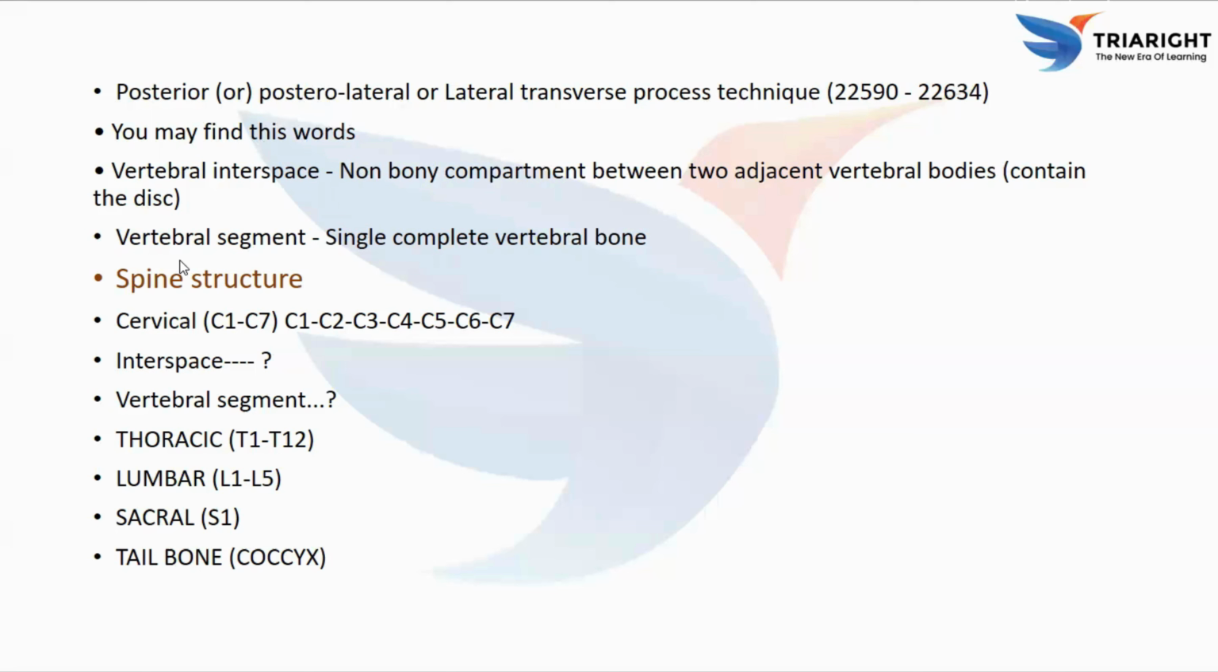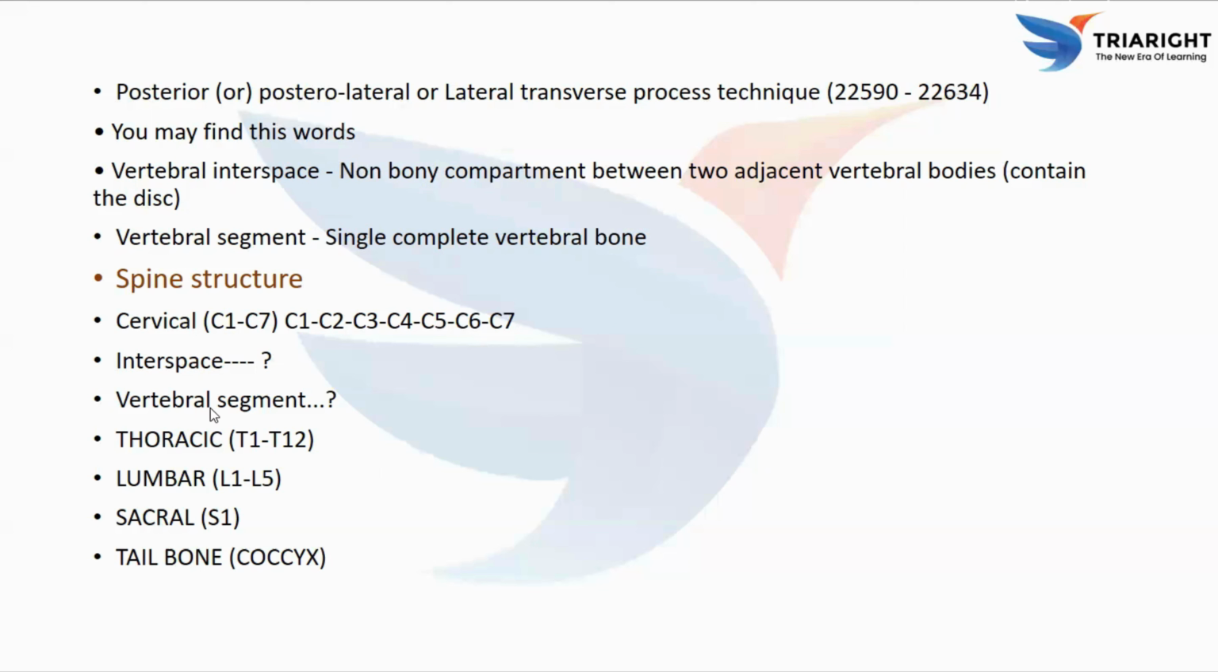The second term is vertebral segment. A vertebral segment is one complete vertebral bone. For example, L4 alone is one vertebral segment. So the segment is the bone. This difference is extremely important for coding. For example, fusion of L4 to L5 is one interspace and two vertebral segments, L4 and L5. The interspace is between the two vertebral segments, and we have only one interspace in this example. Most arthrodesis codes are based upon the interspaces, not the segments.